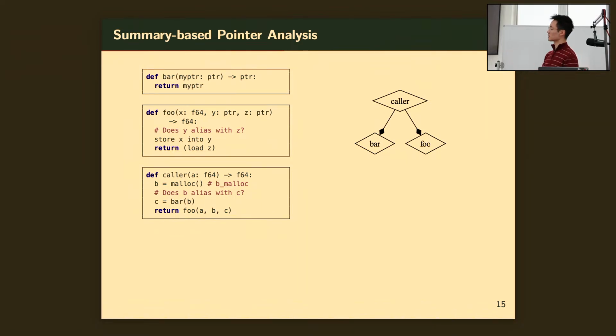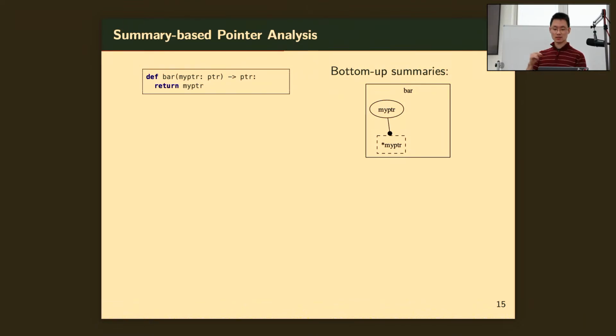The following program consists of 3 functions with the following call graph. Caller calls boo, bar, and foo. Starting from the bottom, we have this initial state for bar. We have a pointer argument, my pointer, and we have no idea what it points to, but presumably it points to something. Even though we don't know what it points to, by just looking at the body of bar, we see that the return value of bar points to the same placeholder, even without knowing what that placeholder is.